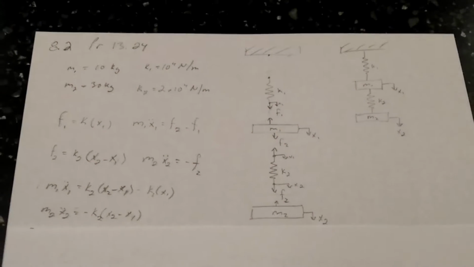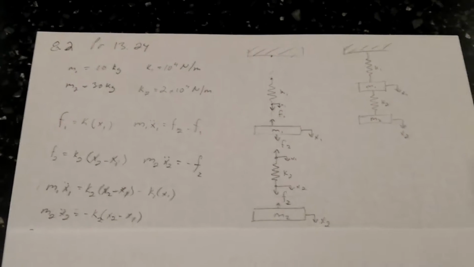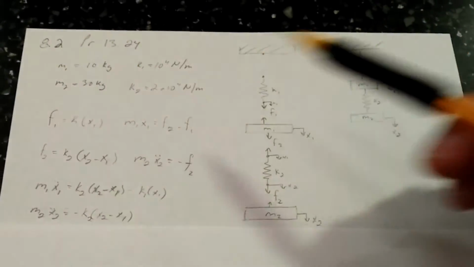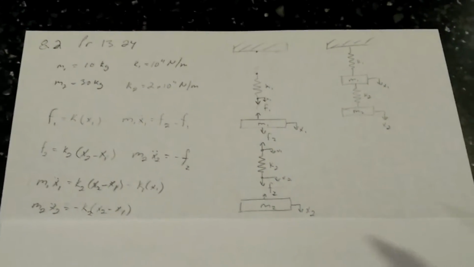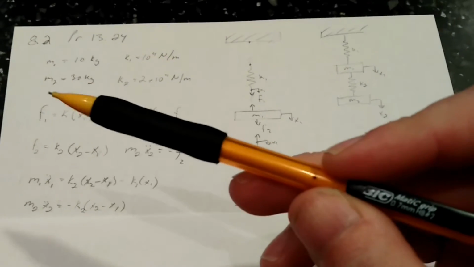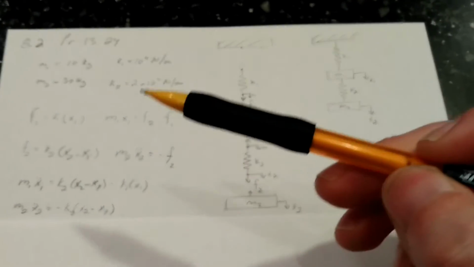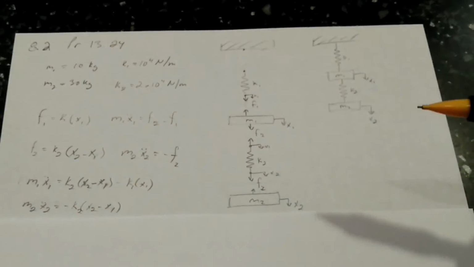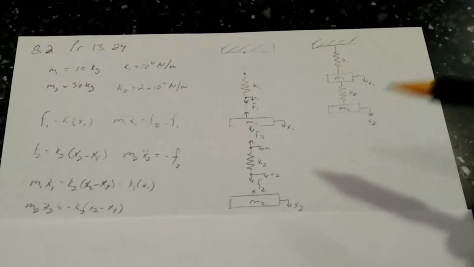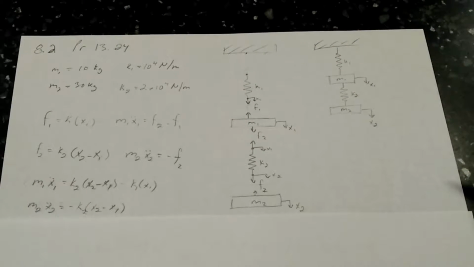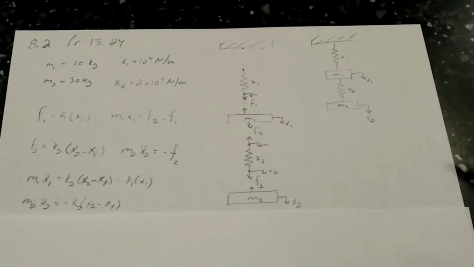Hello, here we'll be solving problem 8.2. This is book problem 13.24. And what they give us is two masses and two spring constants in this diagram. And they ask us to find the spring modes and interpret it.